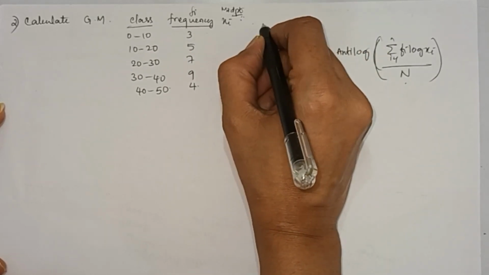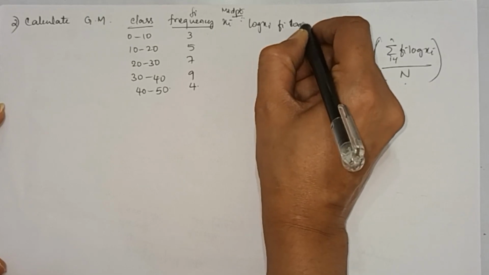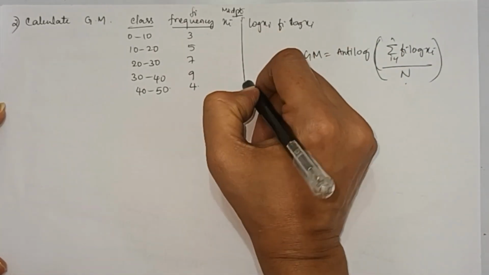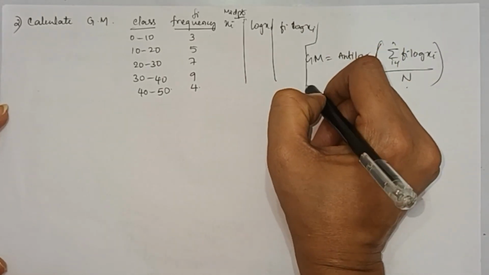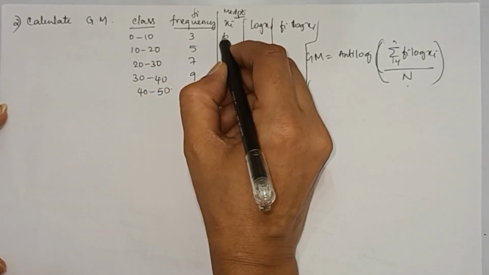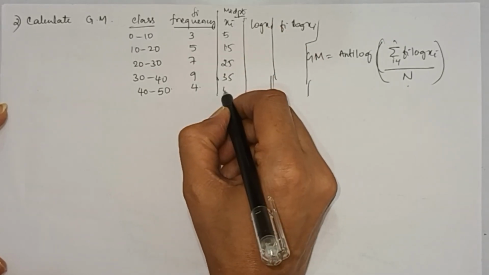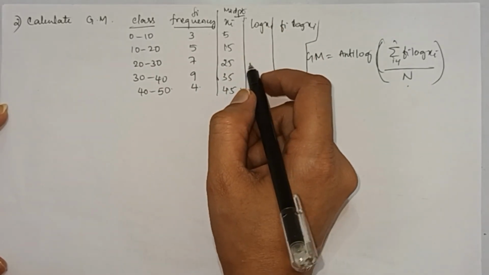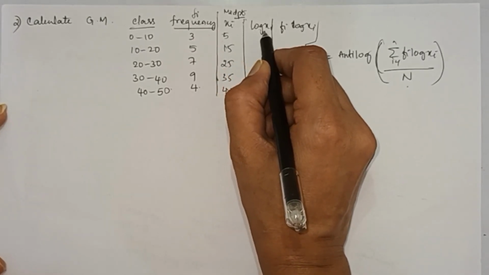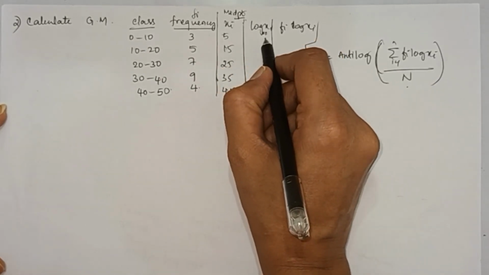Then I need fi into log xi. So log xi, then fi into log of xi. So midpoint is 5, 15, 25, 35 and 45. Then log of xi is log of 5, here to the base 10. So use a scientific calculator to find out log of 5 to the base 10, or a log table.